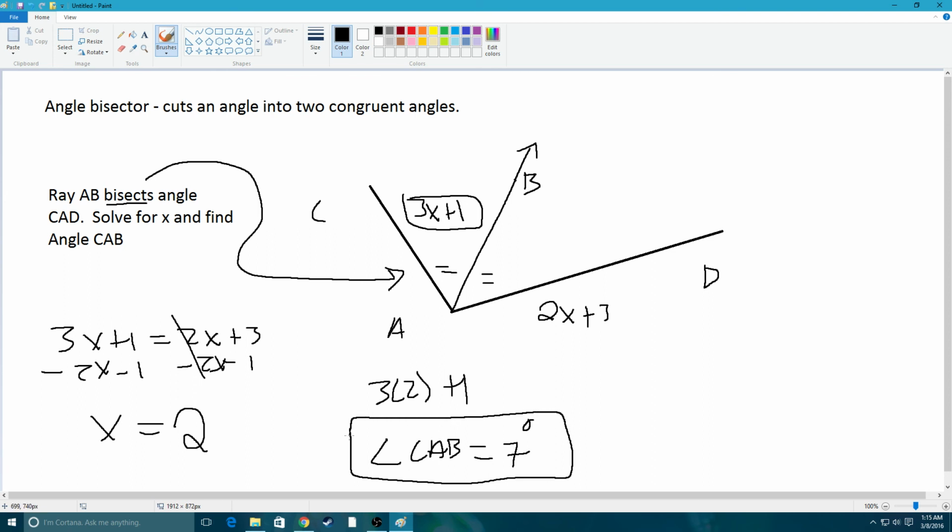Now, I know 7 degrees isn't a lot. I saw that this was going to be a negative answer, and you can't have negative angles, just like you can't have negative distance. So just be aware of that. And I know that this is a really small angle, like it's really teeny tiny, but just bear with me. That's just an example.